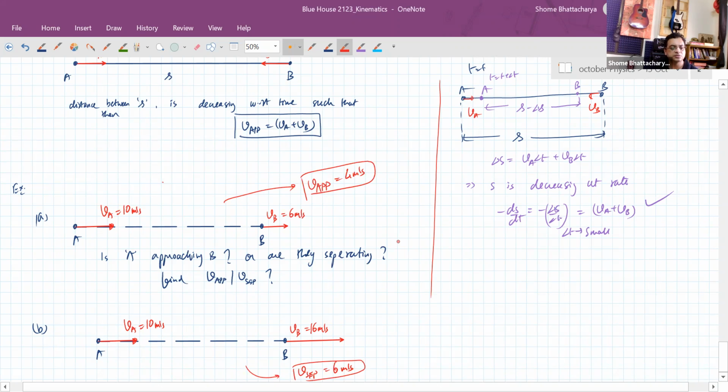After some time, the distance between AB in the first case, A would have come closer by 10 delta T, B would have moved further away by 6 delta T. So overall, the distance between them has reduced by a factor of 10 minus 6. That is 4 into delta T. Similarly, in the second case B, you can see that distance would have increased between them. Okay. So this is the easy case of this application of separation and approach velocity. Now we come to the slightly more involved version where there is motion in 2 or 3D.